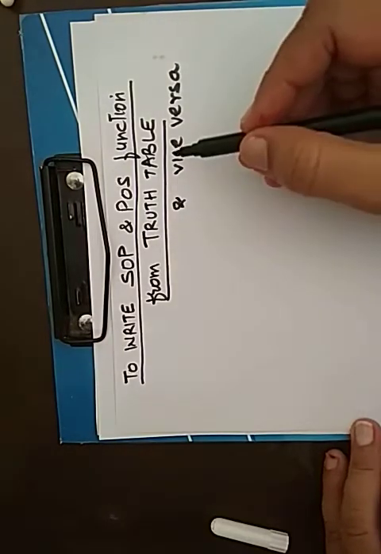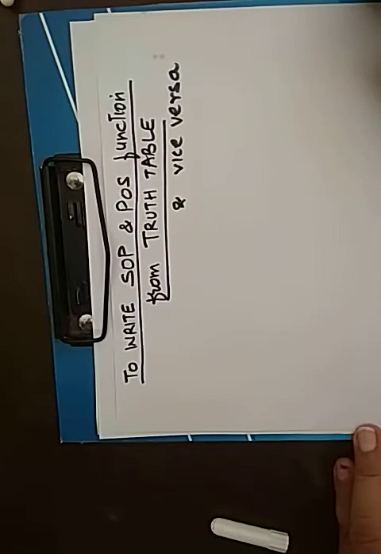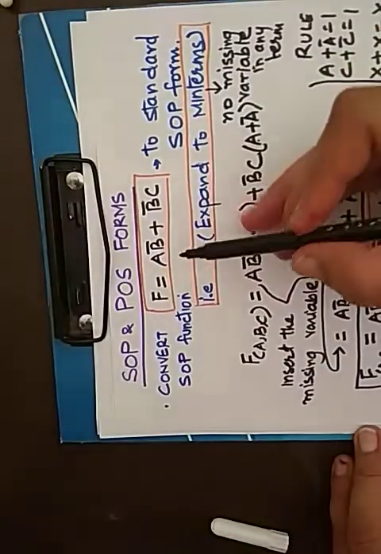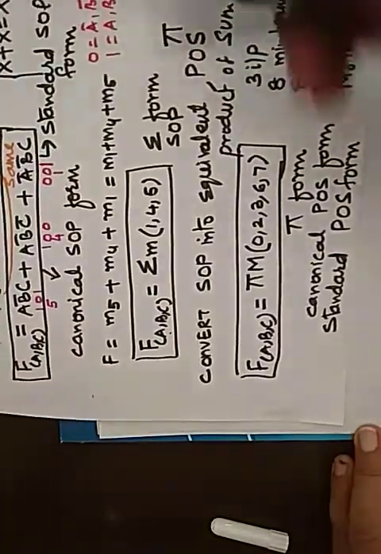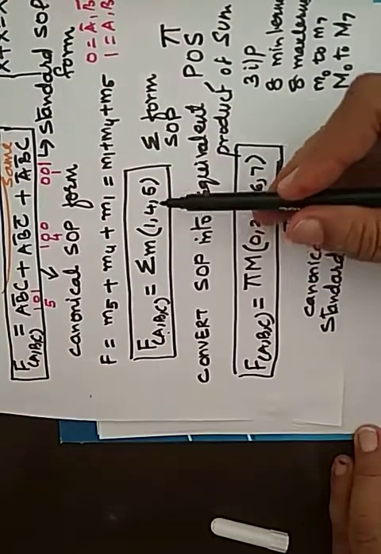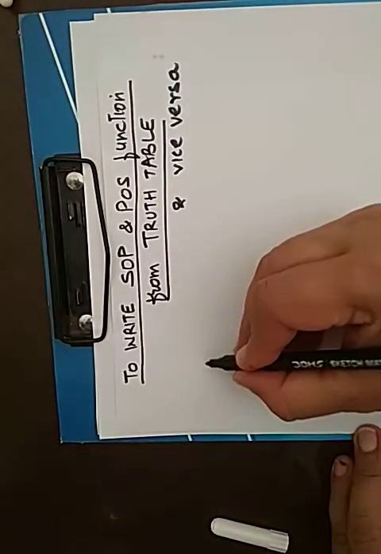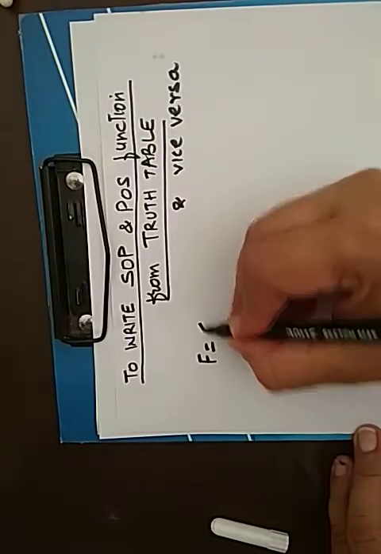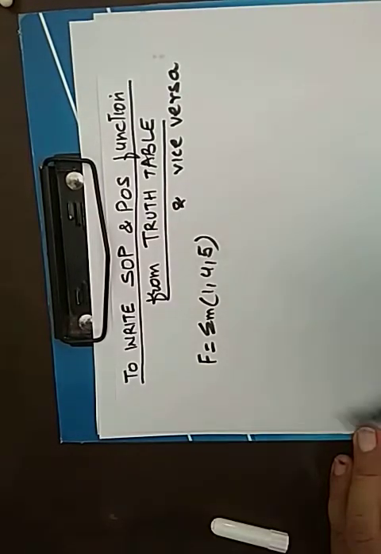The SOP or POS function is given and the truth table has to be written. Remember, we solved this function f = a b bar plus b bar c, and we converted it into the sigma form, sigma m 1, 4, 5. So if I start from f equal to sigma m 1, 4, 5.